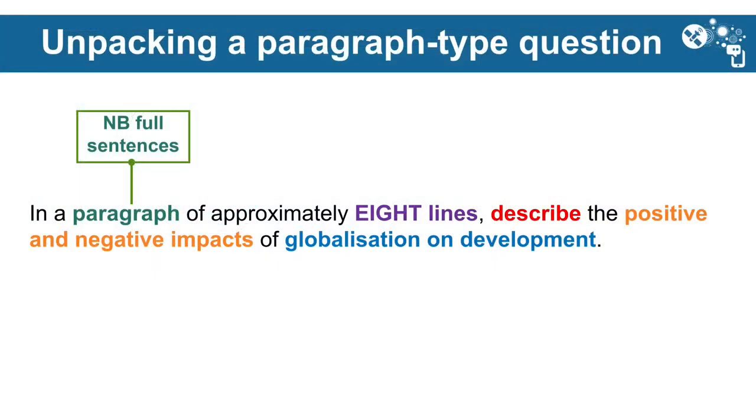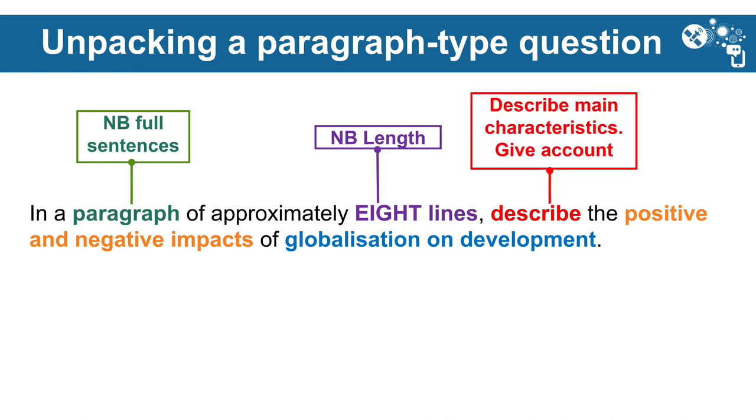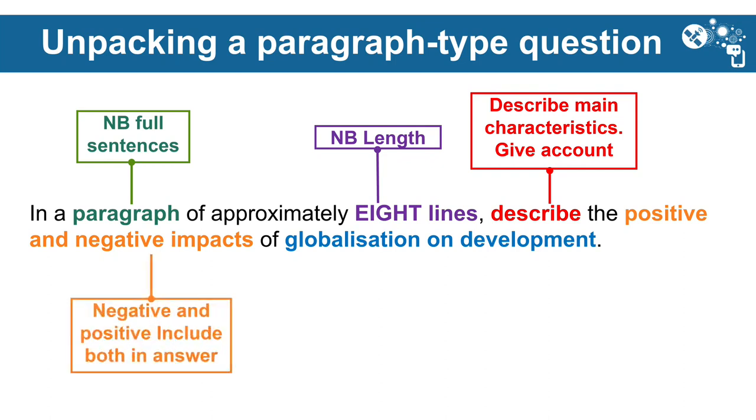So, full sentences. When I see paragraph, it tells me my answer has got to be in full sentences. There's the length, approximately 8 lines, 4 facts. There's my action word. What must I do? I need to describe the main characteristics. I must give an account. I must explain. Both the positive and the negative. So there are 2 parts to my answer.